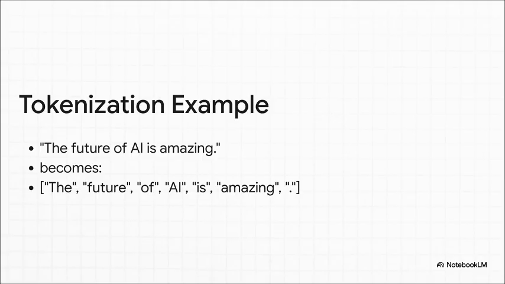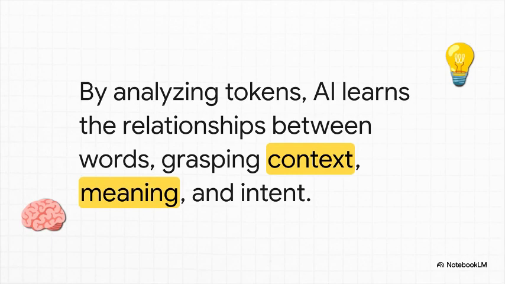This process is called tokenization, and it's the absolute first thing that has to happen for any language model to work. And this right here is where the magic starts to happen. From these simple little bricks, the AI begins to build meaning. It analyzes billions, and I mean billions, of examples of how these tokens are arranged in human language. And from that, it starts to learn context, the relationships between words, and eventually the intent behind them.